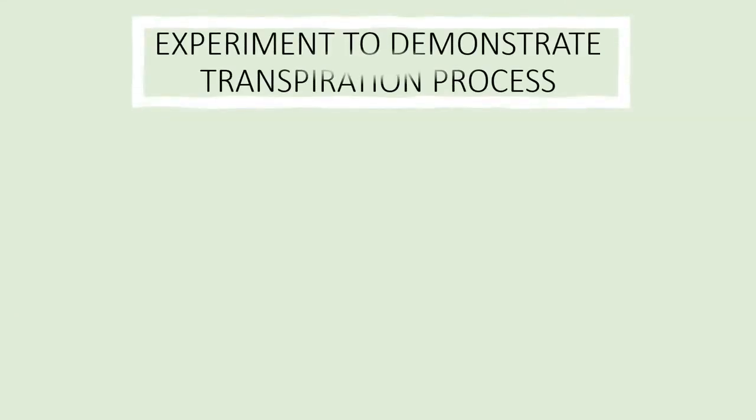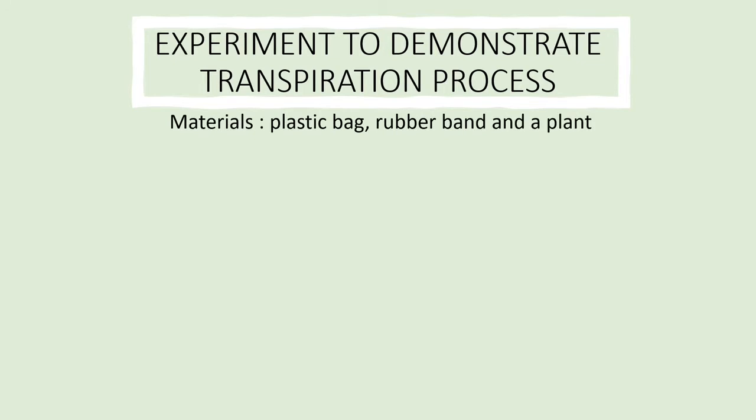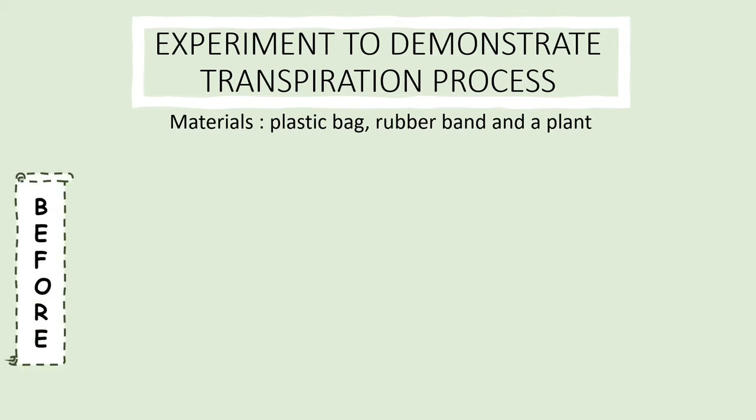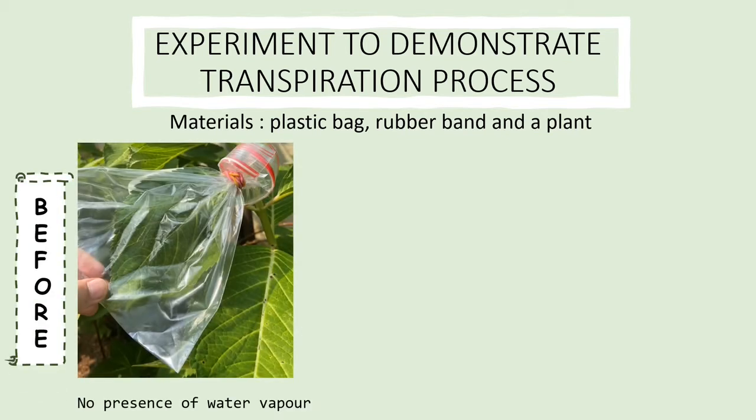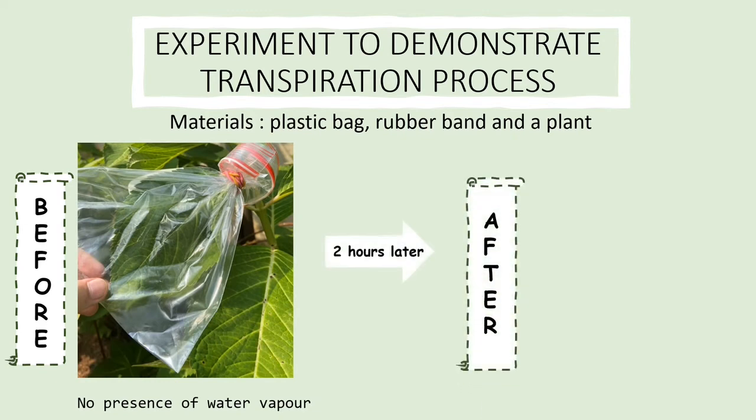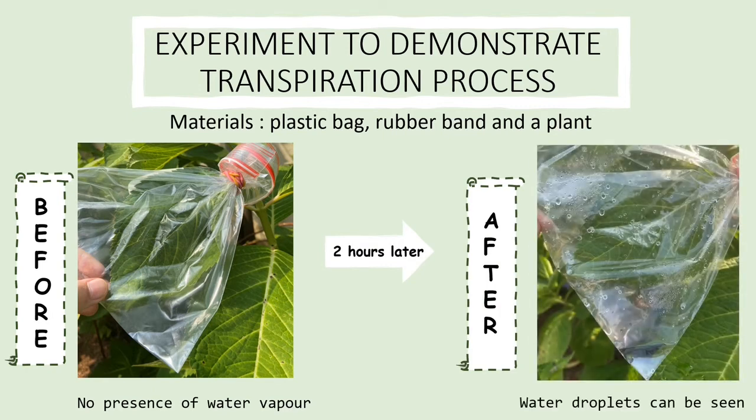In order to really see the transpiration process, I have conducted an experiment to demonstrate the transpiration process itself. So the materials needed to conduct this experiment is plastic bag, a rubber band, and a plant. As you can see in the before picture, there is no presence of water whatsoever. Meanwhile, after leaving it for 2 hours under the scorching sun, water droplets can be seen.